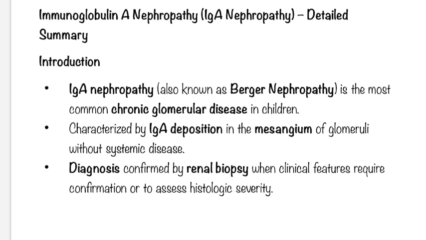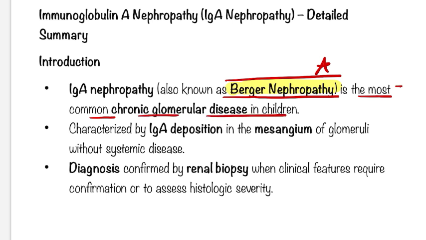The important thing: IgA nephropathy is also called Berger nephropathy. This is important, and sometimes this term is used instead of IgA nephropathy. This is the most common chronic glomerular disease in children. Basically, this is not acute.